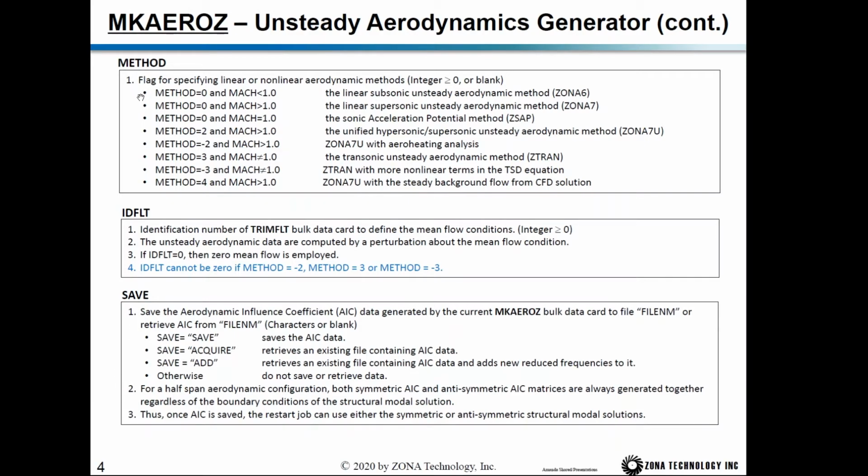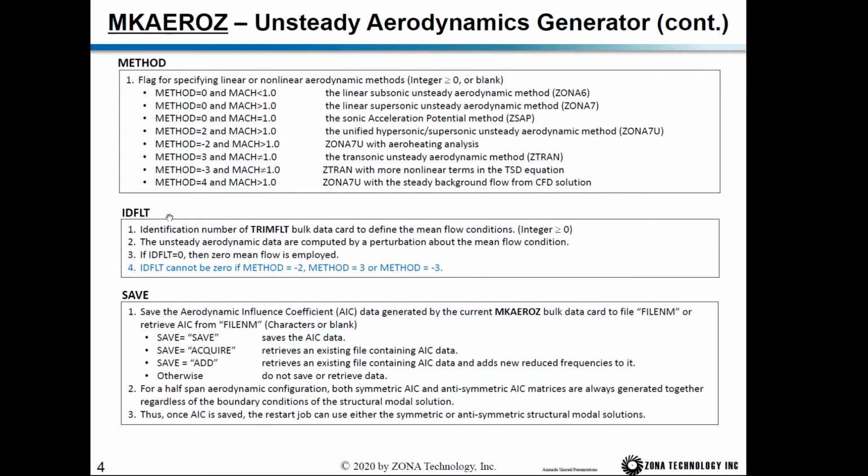In the entry METHOD, you select a method for generating the AIC. If you put 0 and the Mach number is subsonic, you use ZONA6. If method equals 0 and Mach number is greater than 1, then you use ZONA7. If method equals 0 and the Mach number is 1, then you activate the ZSAP method. If method equals 2 or negative 2 and Mach number is greater than 1, you activate the ZONA7U method. If method equals 3 or negative 3 and the Mach number is not equal to 1, you activate the Z-Tran method. And if method equals 4 and the Mach number is greater than 1, you use ZONA7U, but with a steady background flow from CFD.